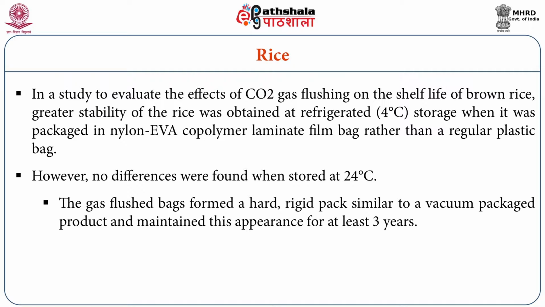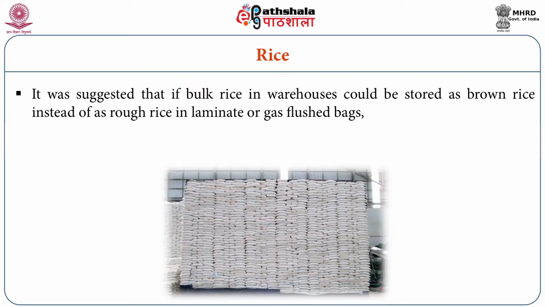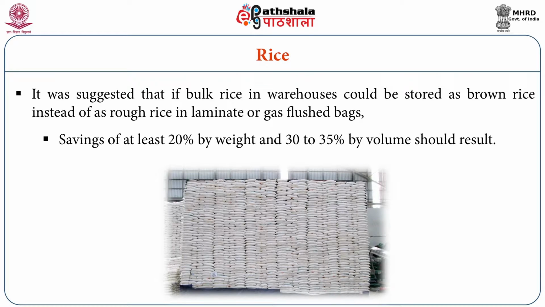The gas flushed bags formed a hard rigid pack similar to a vacuum packaged product and maintained this appearance for at least 3 years. It was suggested that if bulk rice in warehouses could be stored as brown rice instead of rough rice in laminate or gas flush bags, savings of at least 20% by weight and 30 to 35% by volume can result.